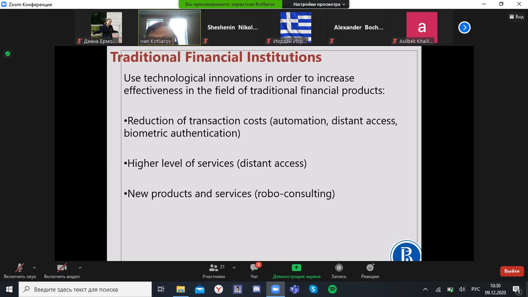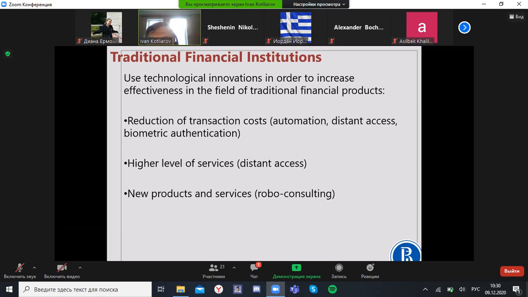Great. Okay, so in order to reduce transaction costs, what do companies do? They implement automation, so they replace living workforce, so to say, by robots. They use distant access, so they replace traditional offices by web apps and websites. They use biometric authentication instead of traditional authentication, etc. It helps to reduce transaction costs.